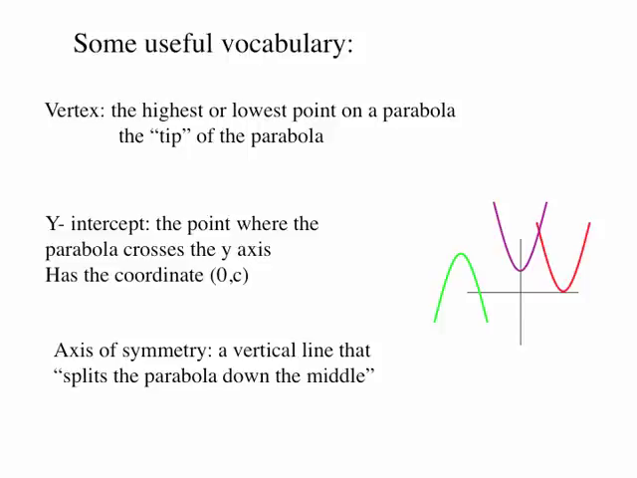The axis of symmetry is a vertical line that splits the parabola right down the middle. So just imagine drawing a straight up and down line through the vertex that splits your parabola in half.